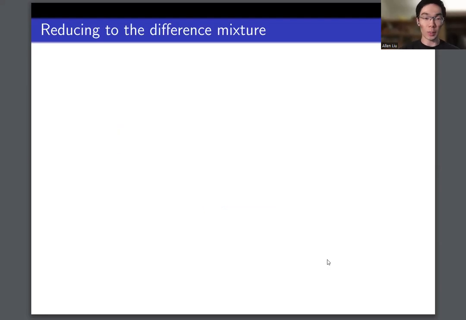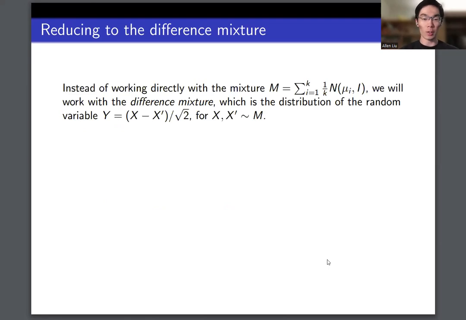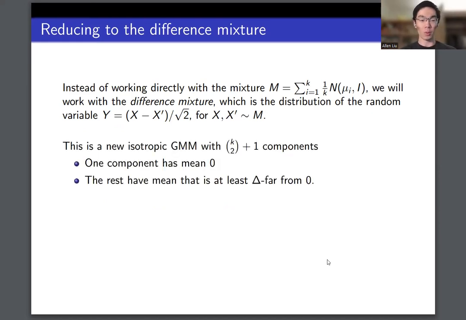Beginning with the overview, first we'll make a few simple reductions. Note that instead of working with the original mixture, we can simulate samples from the difference mixture, where we simply take the difference between pairs of samples and divide by √2 so that this difference mixture is still isotropic. So this difference mixture is still an isotropic mixture of Gaussians, and it has k choose 2 plus 1 components. There's one component with mean 0, corresponding to when we drew two samples from the same component, and the rest have means that are at least delta far from 0. This is because we assume that the means of the original mixture of Gaussians are separated.